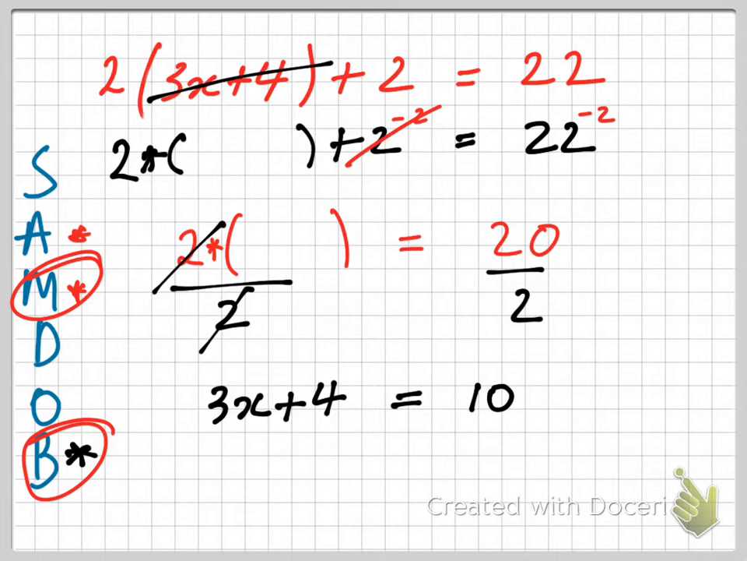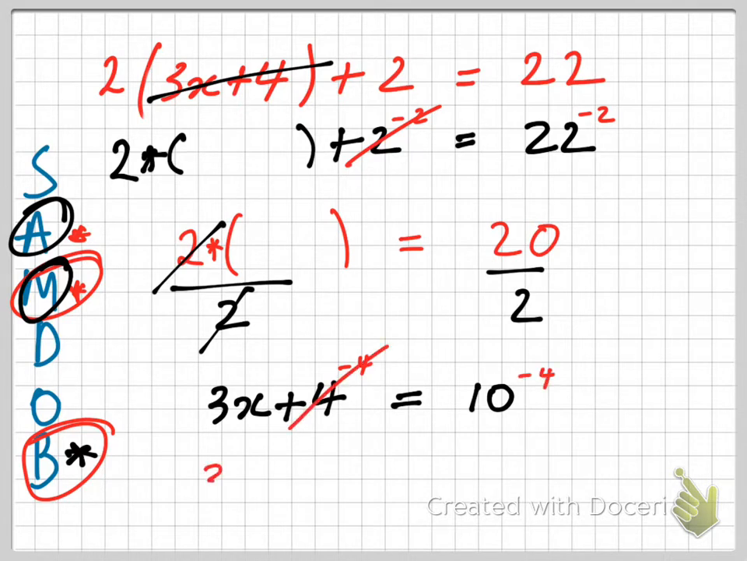Now we can apply Sam-Dobb again. So we have multiplication and we have addition. What should come first? Multiplication or addition? That's multiplication, that's addition. Addition's first. So we should mathematically try and get rid of the 4. So I'm going to minus 4 on both sides.